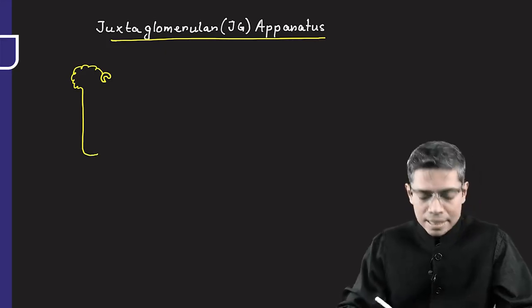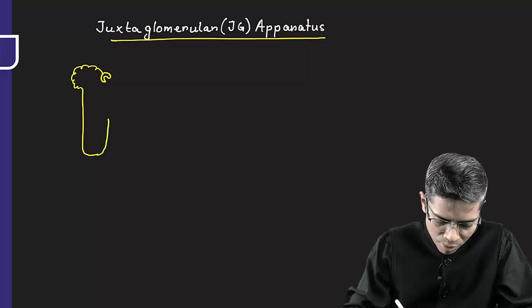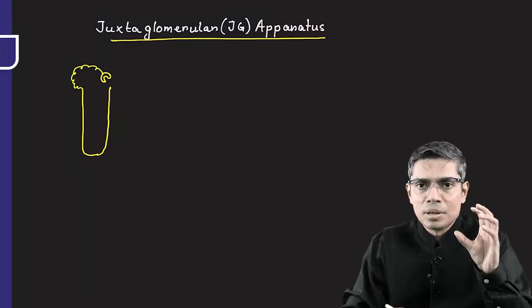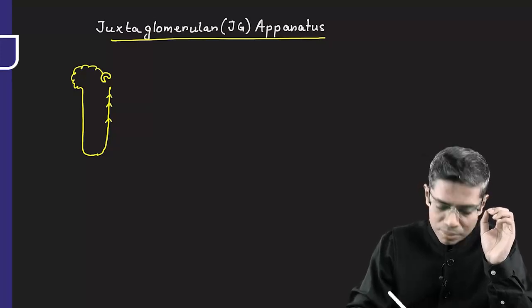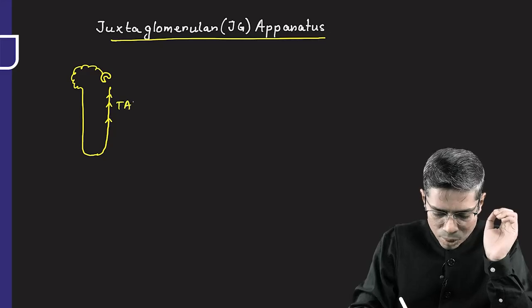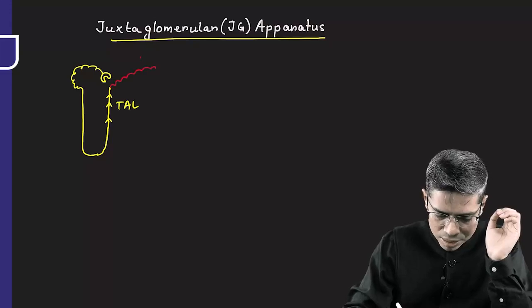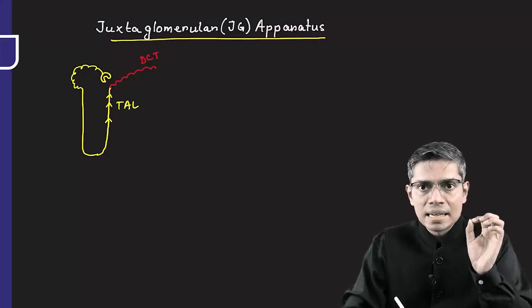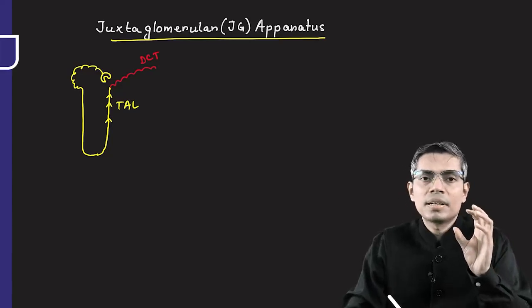Now if you look at the diagram, how I am drawing, the ascending loop of Henle will always come in contact with the glomerulus, right? So this is the ascending limb of loop of Henle, that is the thick ascending limb of loop of Henle. The junction which is giving rise to DCT or distal convoluted tubules. So this junction between this TAL and DCT always remains in contact with glomerular capillary.